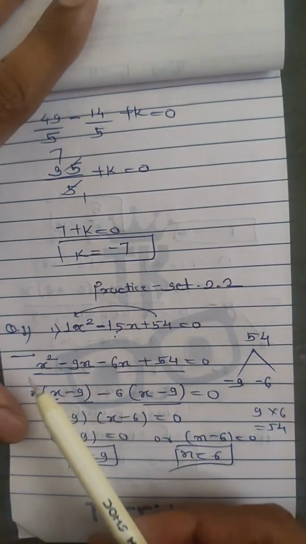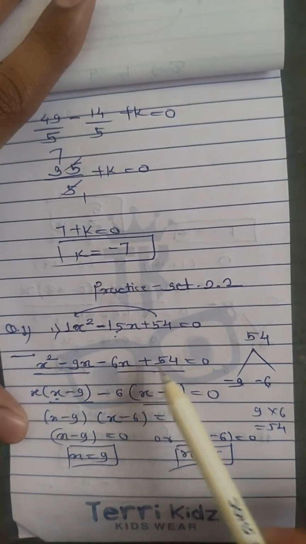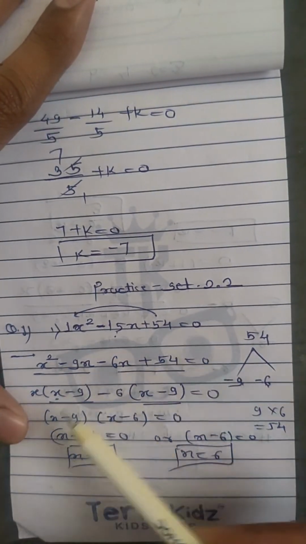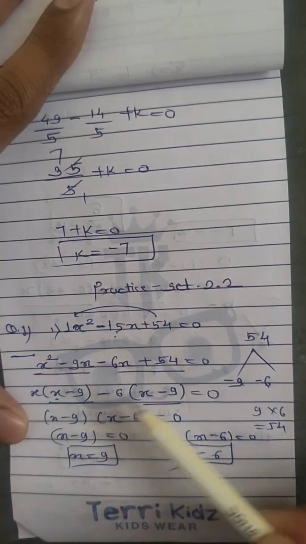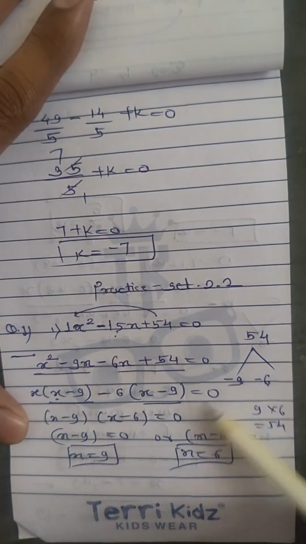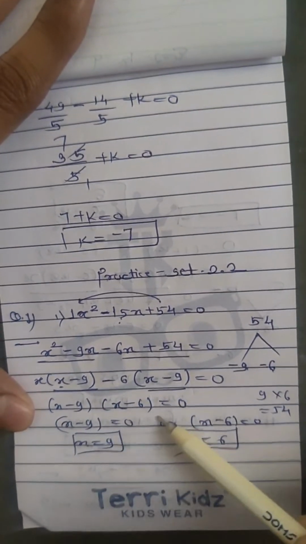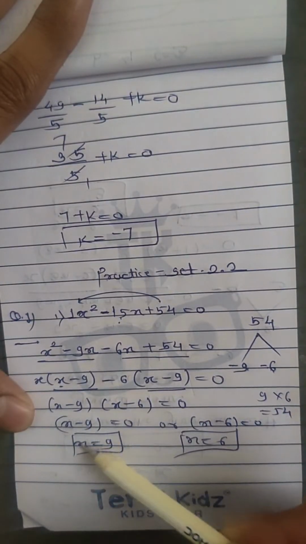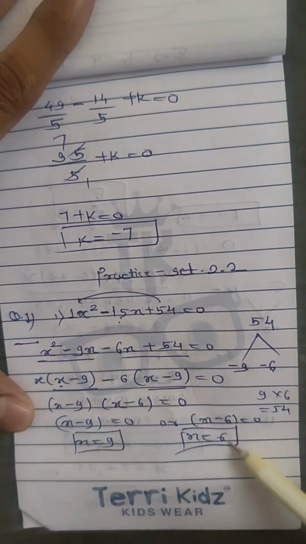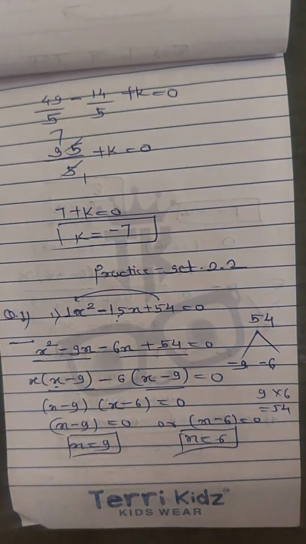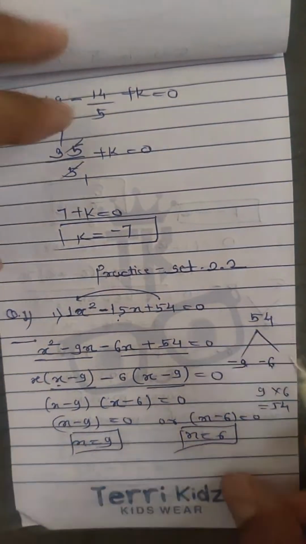So we will get x square minus 9x minus 6x plus 54 is equal to 0. x of (x minus 9) minus 6 (x minus 9) is equal to 0. (x minus 9)(x minus 6) is equal to 0. x is equal to 9 and x is equal to 6. These are the two roots or the solutions of this particular quadratic equation.